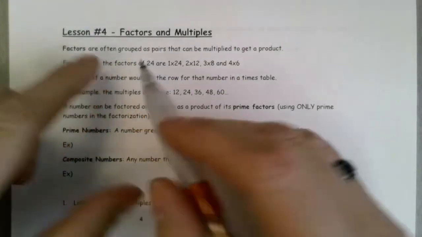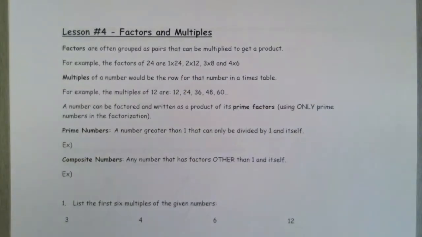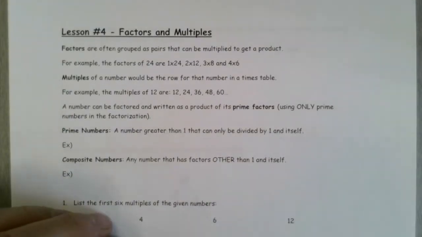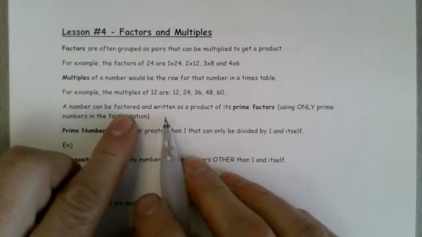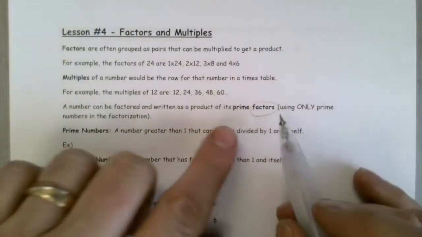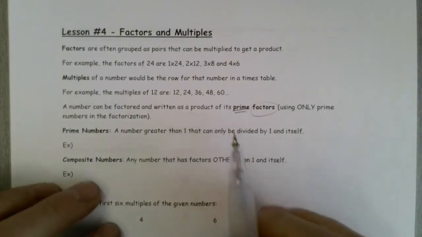So factors are numbers that multiply together to get a number, and multiples of that number are the numbers that you get when you multiply that number by something else. It's going to be important to keep those straight. Now, any number can be factored or written as a product of its prime factors. Again, we're talking about factors, but now specifically prime factors, where all we're using are prime numbers. And every number can be written uniquely as a product of primes.